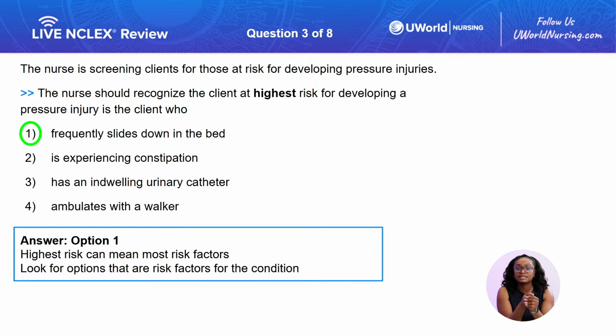So sometimes when it's asking you for the highest risk or the highest of something or the most of something, you kind of have to compare them against each other and maybe count the different factors that would lead to whatever the question is asking for. So in this case, the highest risk would be the one that actually has that direct contact to create that pressure injury. Good job, guys.